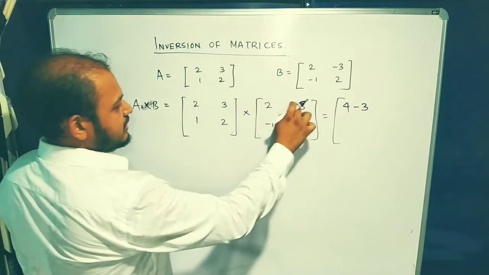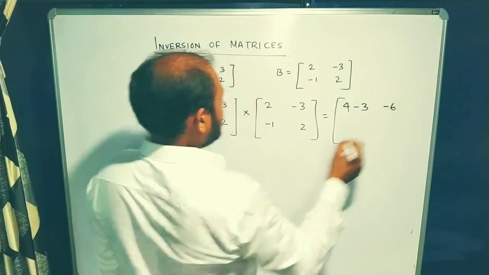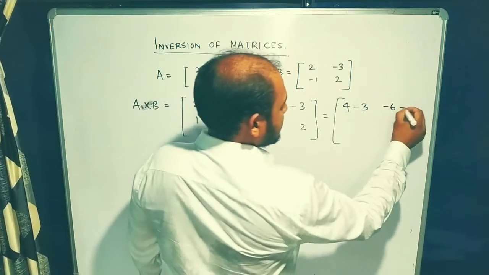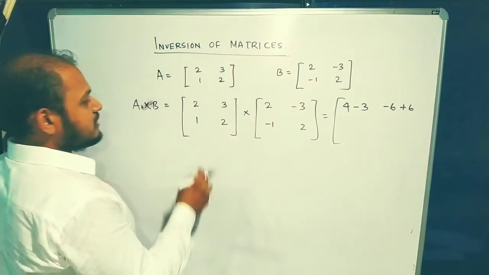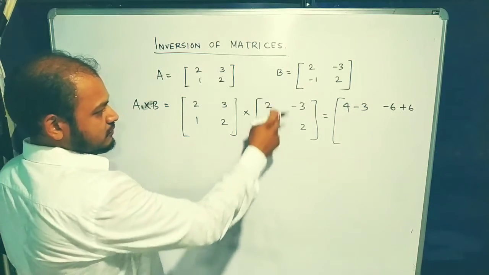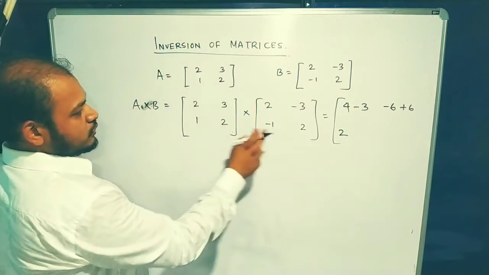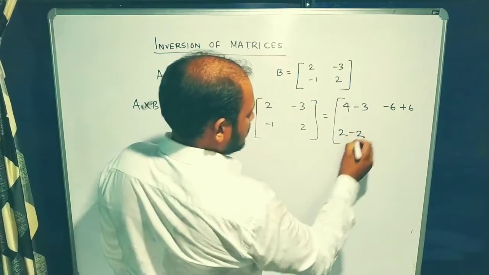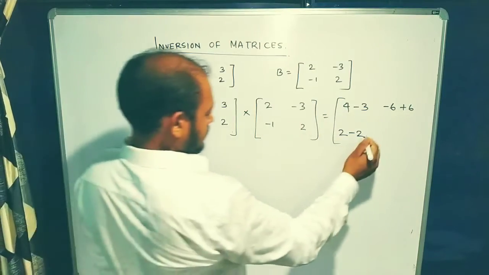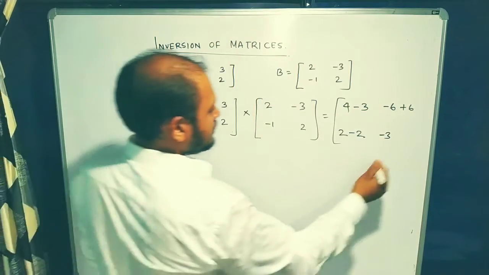Then it takes a step further here. So 2 into minus 3 becomes minus 6, then plus 3 into 2 becomes 6. So minus 6 plus 6. Then in the lower position, the row 1, 2 gets multiplied with the first column. So 1 into 2 becomes 2, plus 2 into minus 1 becomes minus 2. Then it takes a further step in this position: 1 into minus 3 becomes minus 3, plus 2 into 2 becomes 4.